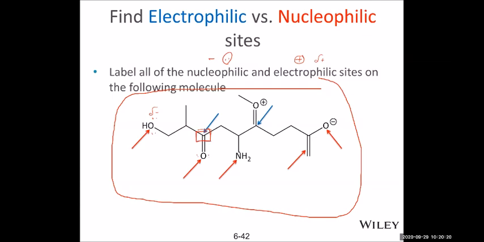And this nitrogen has lone pairs, one lone pair. With its bonding to the carbon and hydrogen, this nitrogen also has a partial negative charge. So that's the nucleophilic site. This carbonyl has a positive charge, and so this carbon will have a partial positive charge. So this is the electrophilic site.